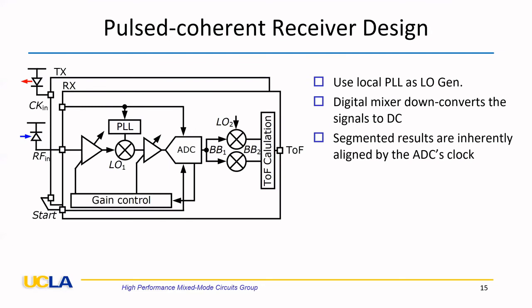Here we show the receiver design. Instead of 2 separate channels to find the segmented time of flight, we use a single channel for the measurements. After the echoed signal is received by the photodiode, a low noise amplifier amplifies the RF signal, and the mixer then converts the RF signal to IF. After the signal is sampled by the ADC, a complex digital mixer then down converts the baseband signal to DC. The segmented time of flight information then is calculated in the DSP. In this receiver, the segmented results are inherently aligned by the ADC's clock, therefore reducing the complexity of the calibration.